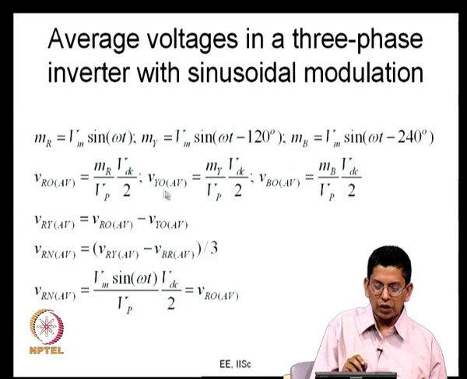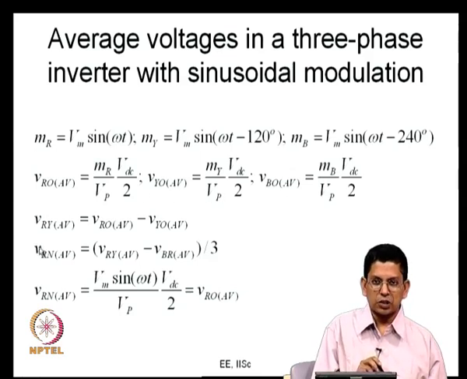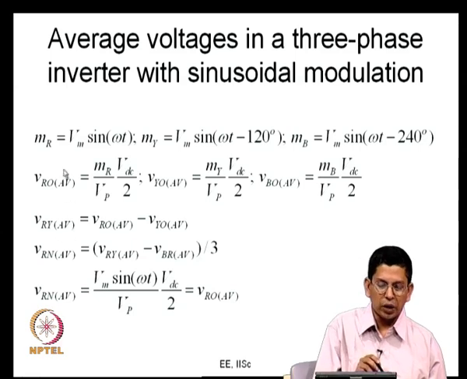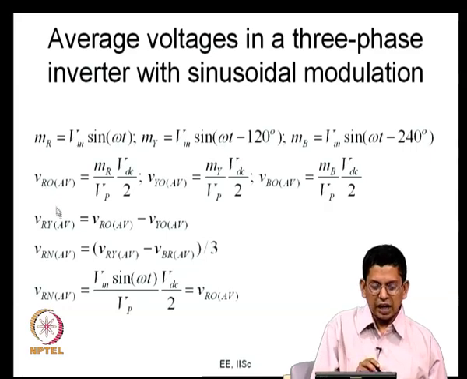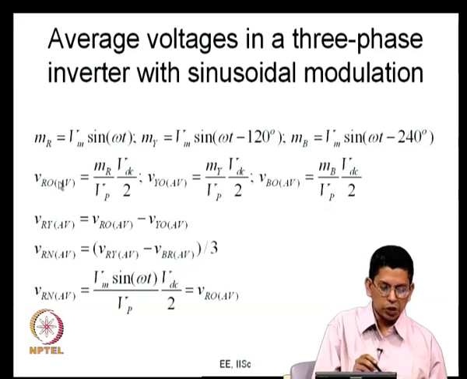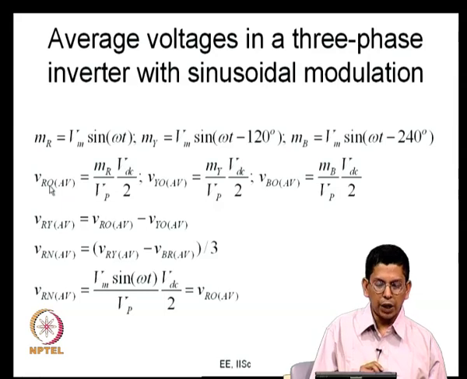So, you have VRO average, VYO average and VBO average. What are these? These are average pole voltages. What do you mean by that? The instantaneous pole voltage has been averaged over a half carrier cycle. That is what we mean by VRO average now. Right, these are the average pole voltages. These are measured with respect to the DC midpoint O. Now, what do we do next?